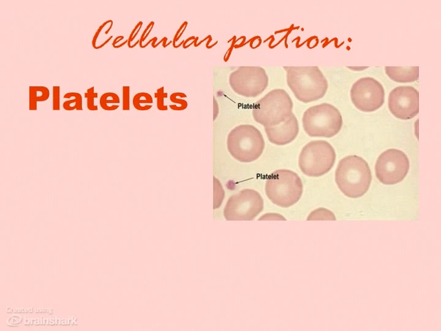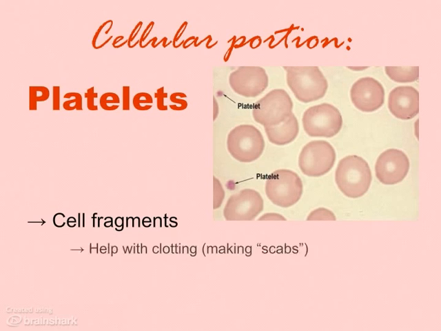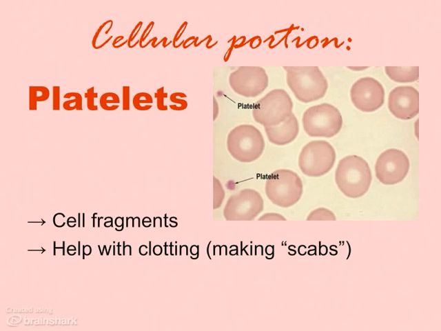The last cellular-ish portion of blood are platelets. Once again, these are fragments. They're not true cells. Their job is to help with clotting. They do this actually by breaking open and releasing their contents, which changes some of the proteins that are already in the plasma, causing them to form clots, like basically making scabs.